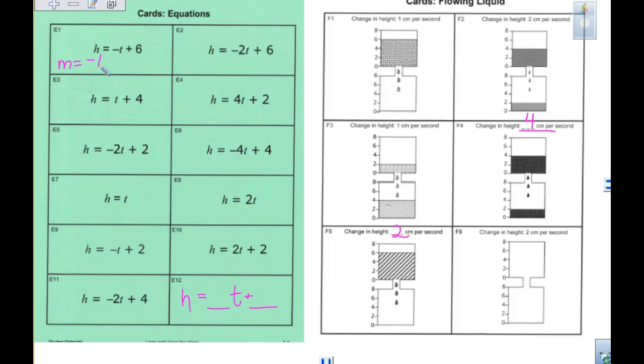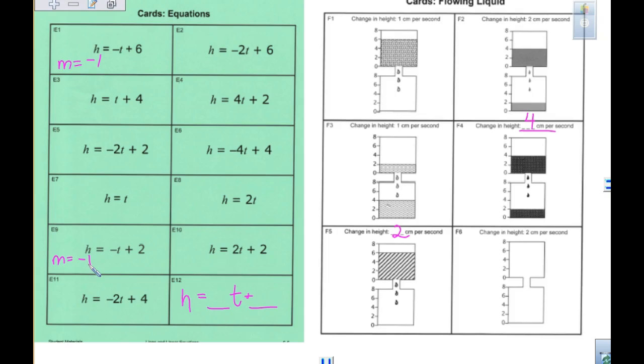So now I'm going to look at my pictures over here. Which one of these has a -1 as the rate of change? Which one has a rate -1? Well, there's 2 of them that have -1, right? This one has a height of 1, and this one has a rate of change, 1 centimeter. So the -1 is either going to go with F1 or with F2. But I have another graph that has a -1, or I have another equation. This one also has a -1, right? So now I'm going to identify the B.